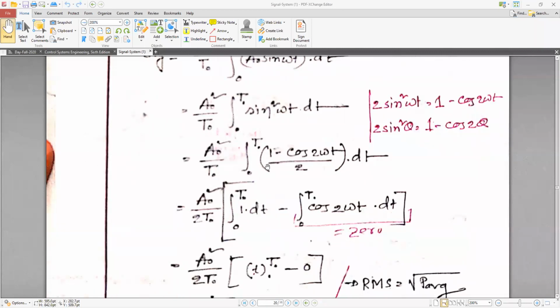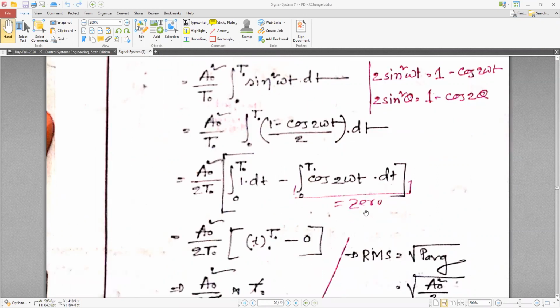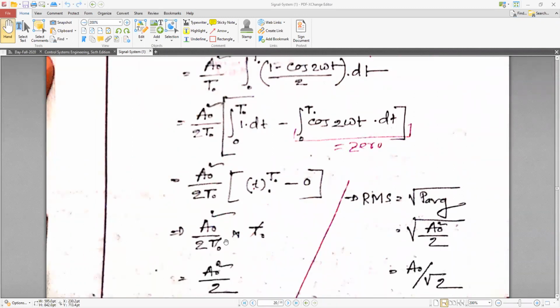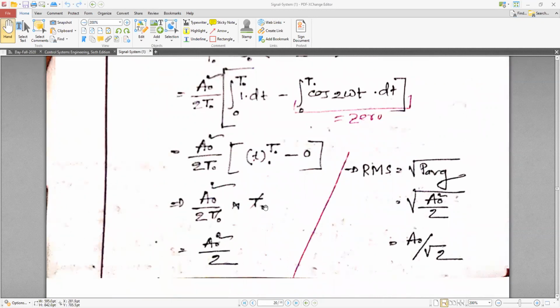Okay, so 0 to T0, half would come here, and minus 0 to T0 cos 2 omega t dt. It would become 0 if you do the calculation. Half is common, and it comes forward. Only this thing would be there. So instead of t, we can write T0, and A0 squared by 2 T0, T0 would be cancelled out. So A0 squared by 2 would be there.